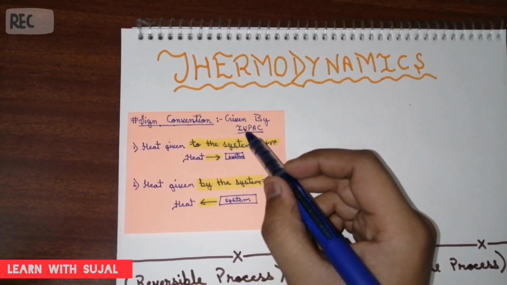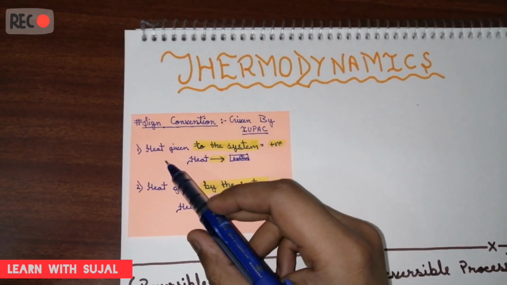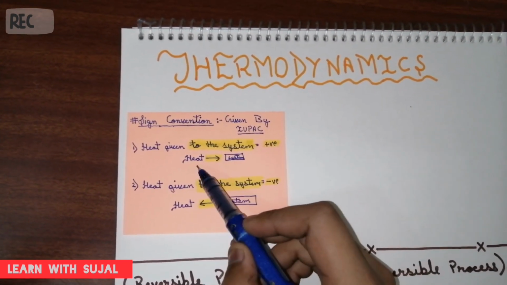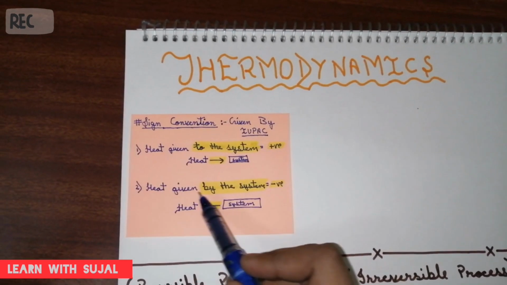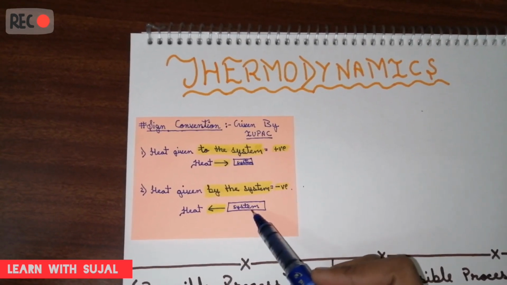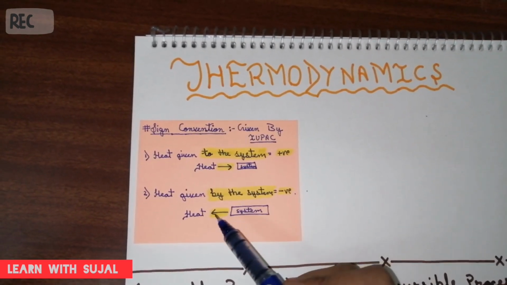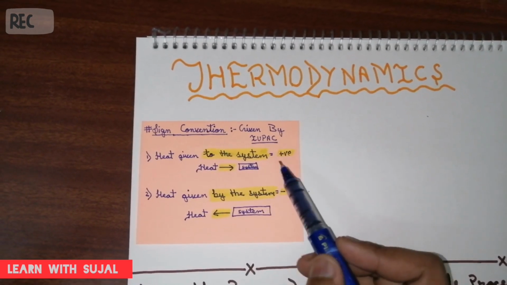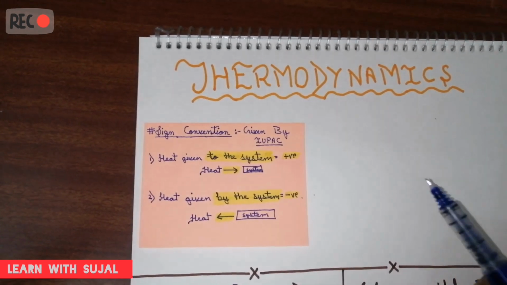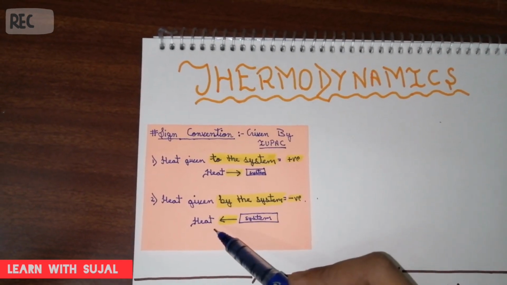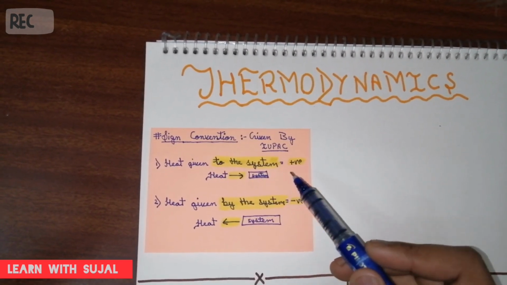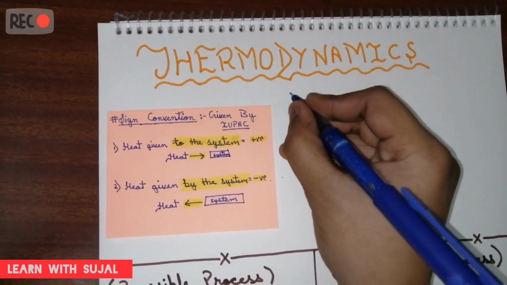In the sign convention given by IUPAC, heat given to the system will be positive, and heat given by the system will be negative. If the system releases heat, it will be negative, and if the system is absorbing heat, it will be positive. Okay.